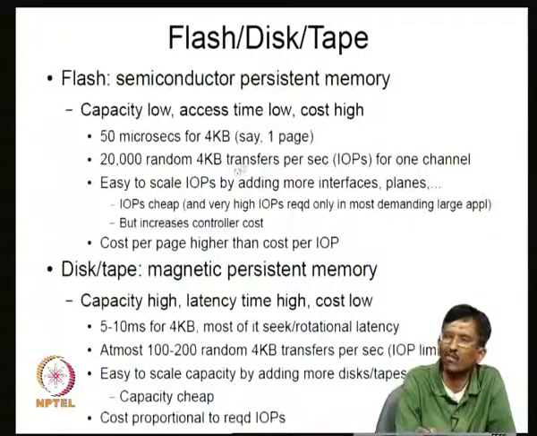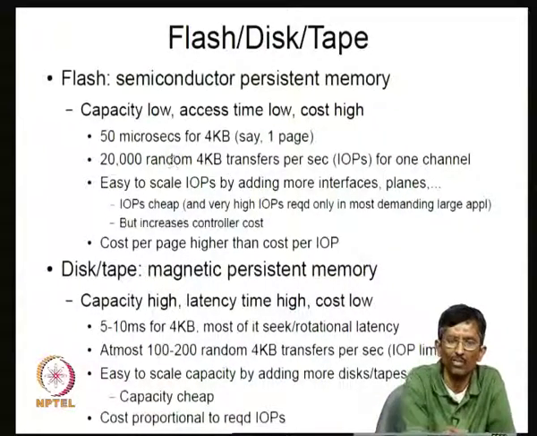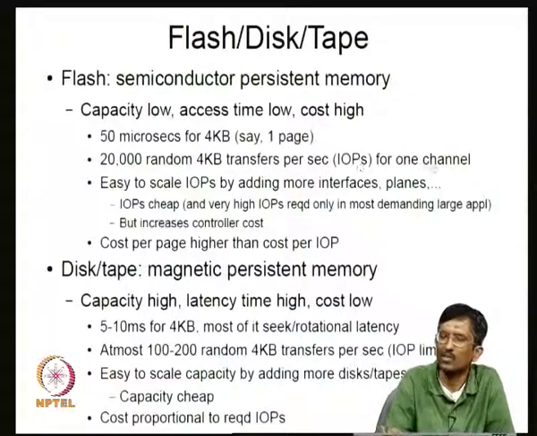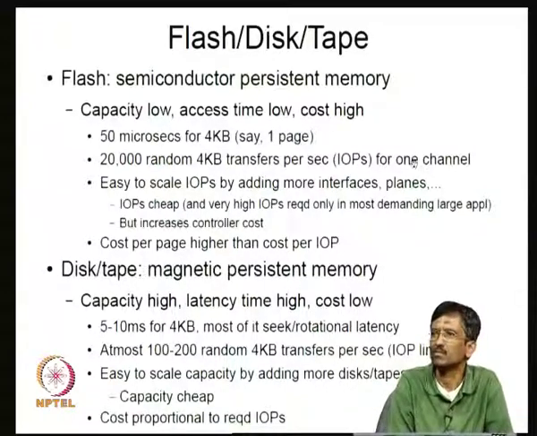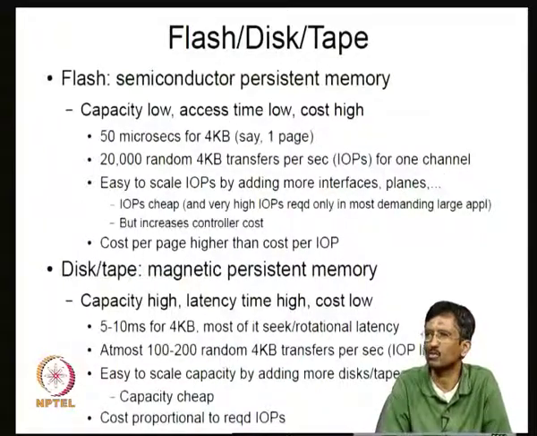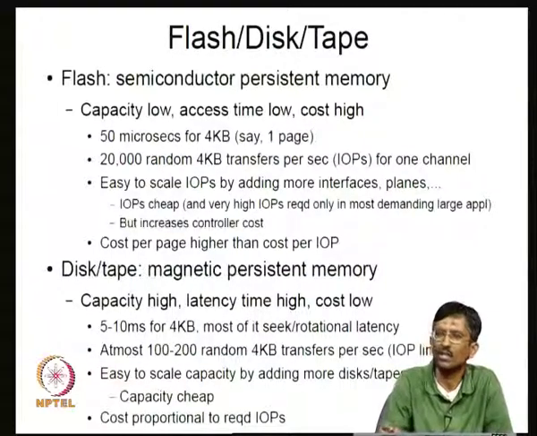So the number of transactions depends on the number of 4 kilobyte chunks you can actually update. If you are able to do 50 microseconds per 4 kilobyte, you can do 20,000 random 4 kilobyte transfers, that's IO operations. If you have k channels, you multiply k by 20,000. And typically you can easily get 8 channels, 4 to 8 without trouble, 16 also, easy, depending on whether it is what's called enterprise SSD or consumer SSD.